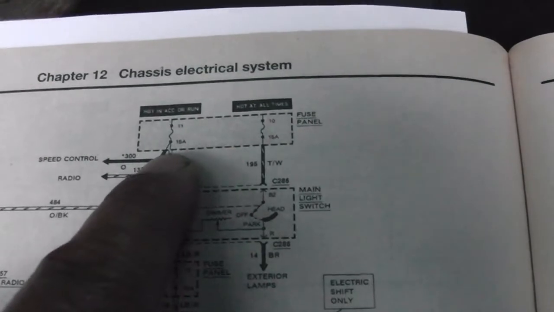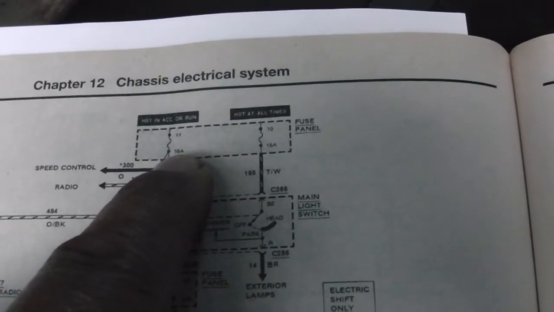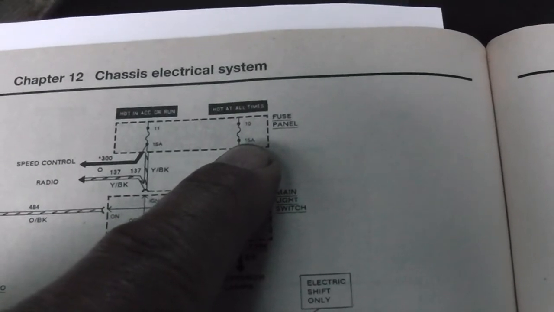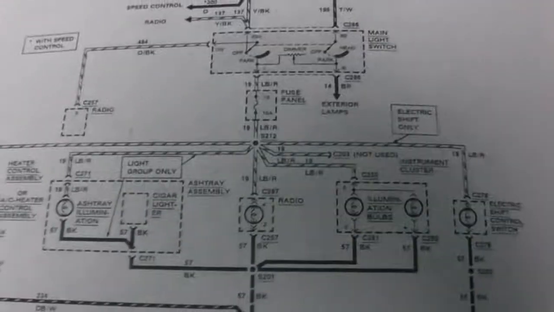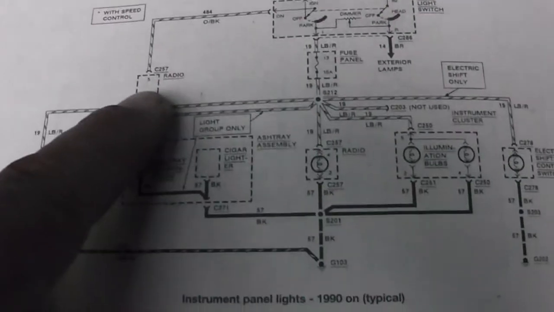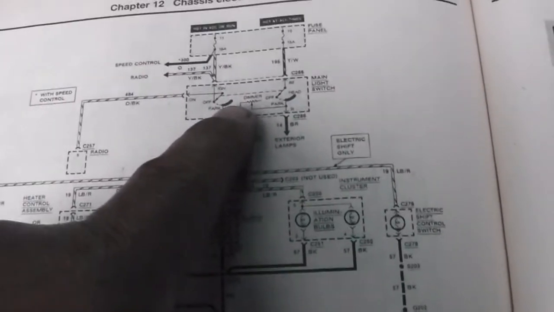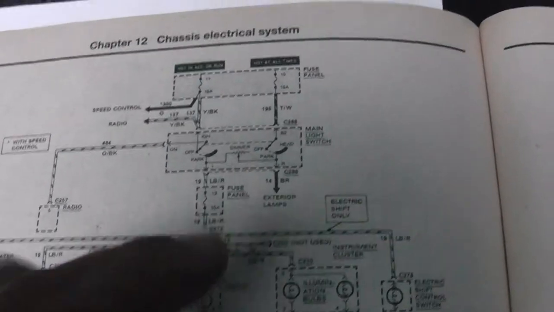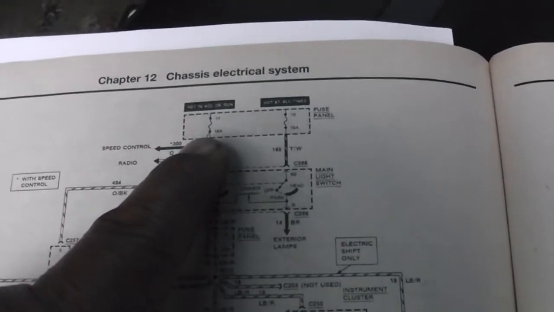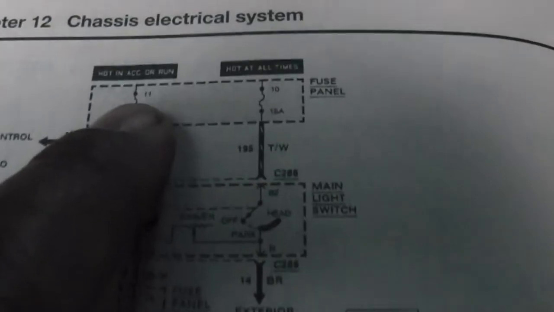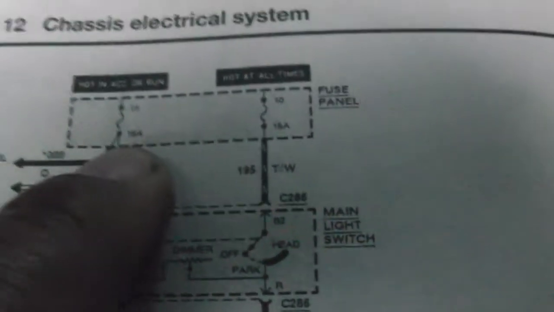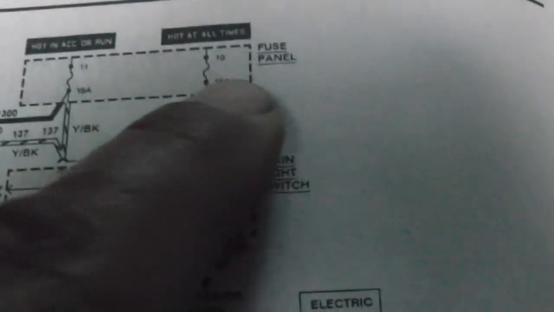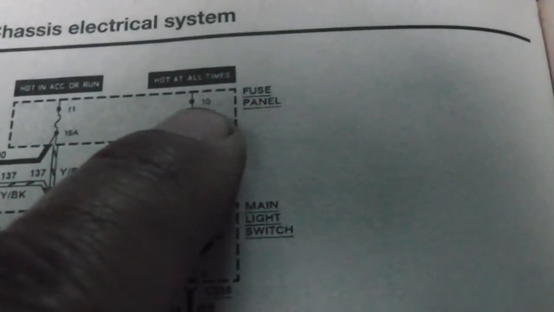So we are seeing that we have a 15 amp fuse there and a 15 amp fuse there that's supposed to remain hot all the time. And what that controls is like your radio, and it provides power to the switch itself. Anyway, what we're looking for is right up at the very top there. You have a 15 amp fuse in spot 11, and then a 15 amp fuse in spot 10.